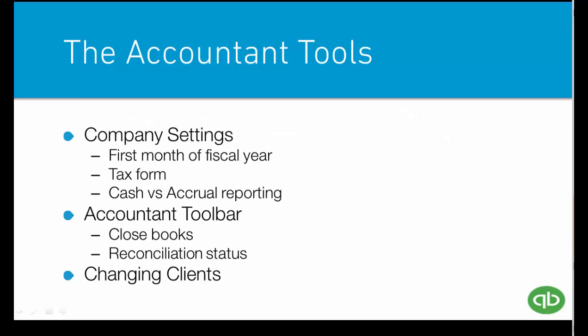In this part of the topic, we're going to talk about what company settings we, as accountants and pro advisors, need to look at when we're first reviewing a client file. Then we'll open the accountant toolbar and learn how to close the books as well as truly understand the reconciliation status screen and what information it offers us.